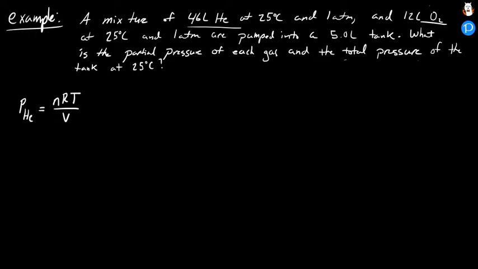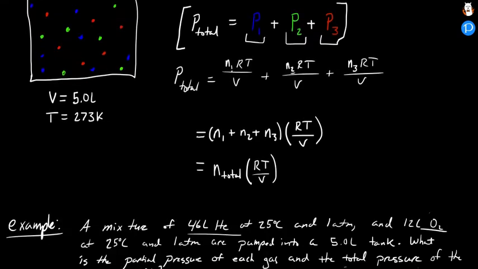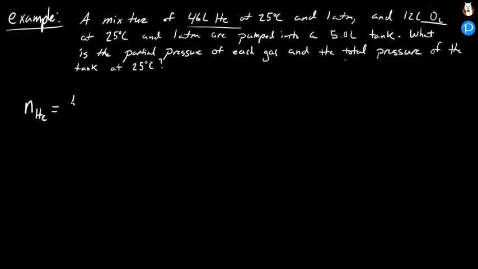I first have to figure out how many moles of each I have. This goes back to the stoichiometry problems that we've been doing. The way we solve for the number of moles of helium, just rearranging this equation to solve for n, is pressure times volume divided by R times the temperature. That's going to give me the number of moles. So I have to do that first for each one.